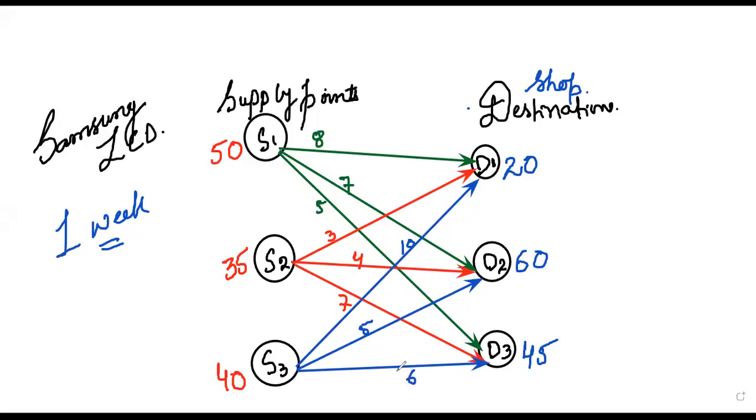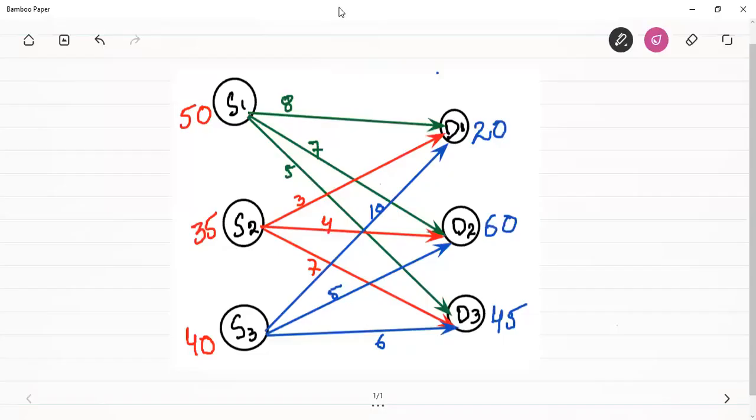So we have to see what is the best possible way to supply the products from the supply points to the destination points so that our overall cost is minimized. This is our main aim here. So this is the rough idea of what is going on.